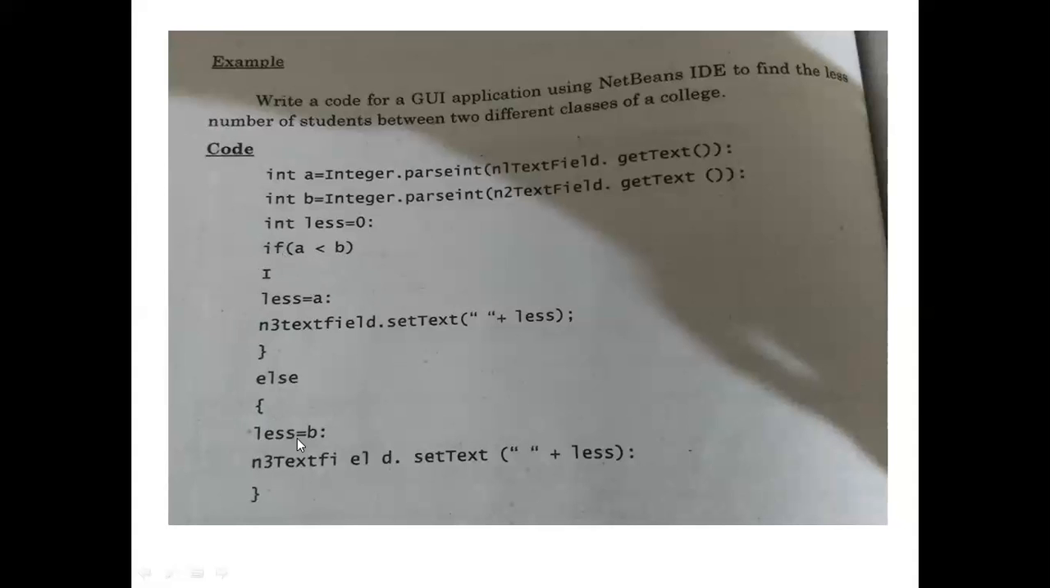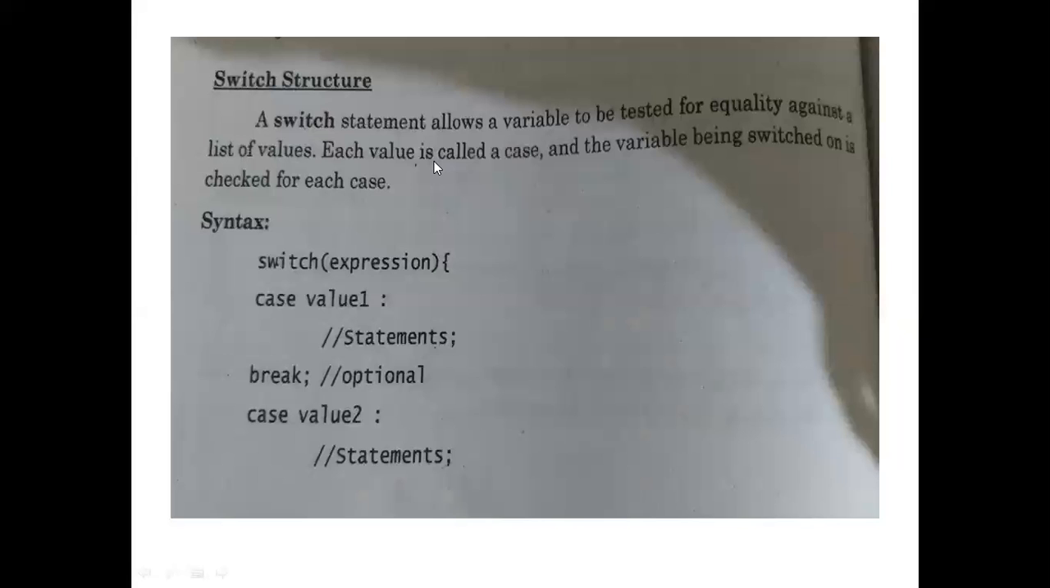Then it comes to the else part, the control will come to the else part. वहां पे अभी less में, if false है तो यहाँ पे less equal to B का वैल्यू असाइन कर देंगे. और N3 में अभी क्या डिस्प्ले होगा, N3 text field set text में less तुम्हारा show करेगा. So this is the programming example of if else statement, how to use if else statement in a program.